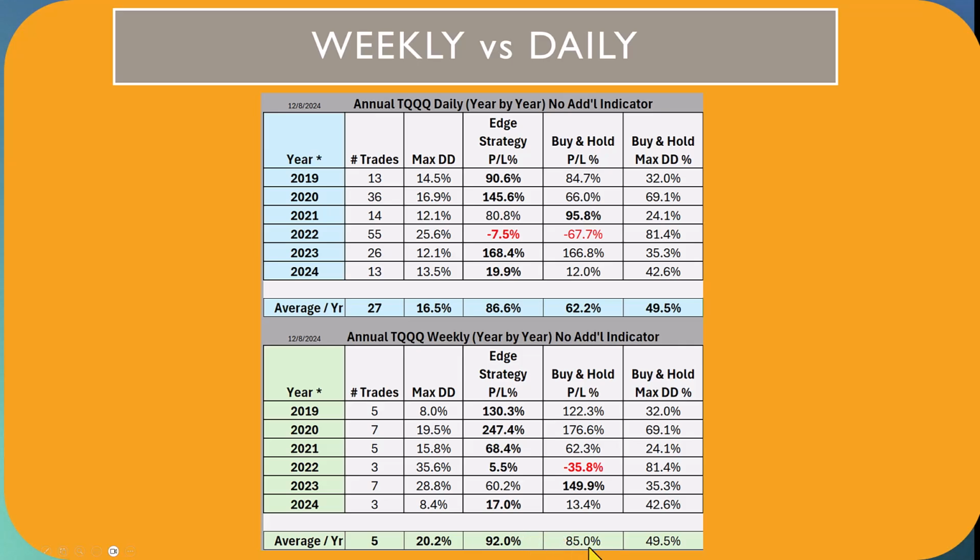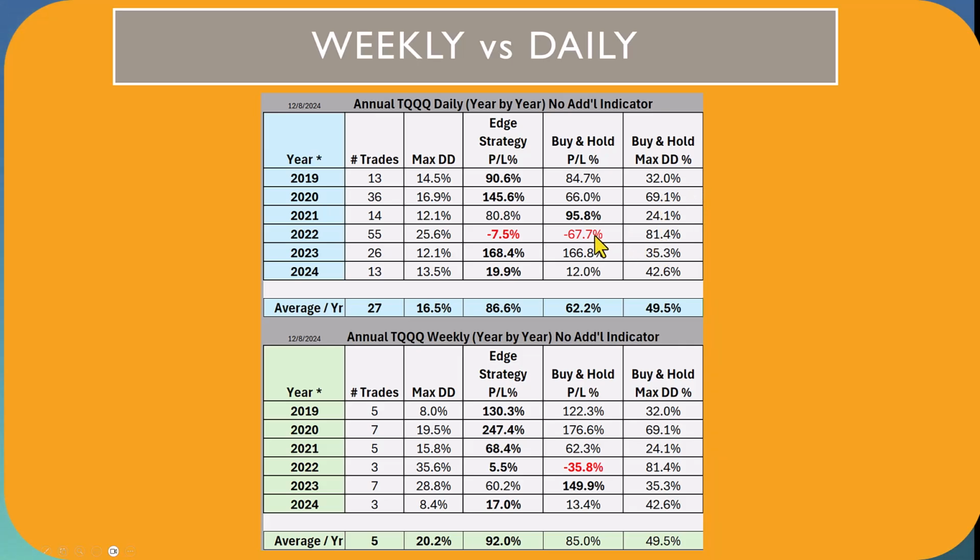But the important thing here, too, is the drawdown. The average drawdown going from 50% to 20% is pretty huge, I believe, and pretty significant. Drawdown can be pretty tough.